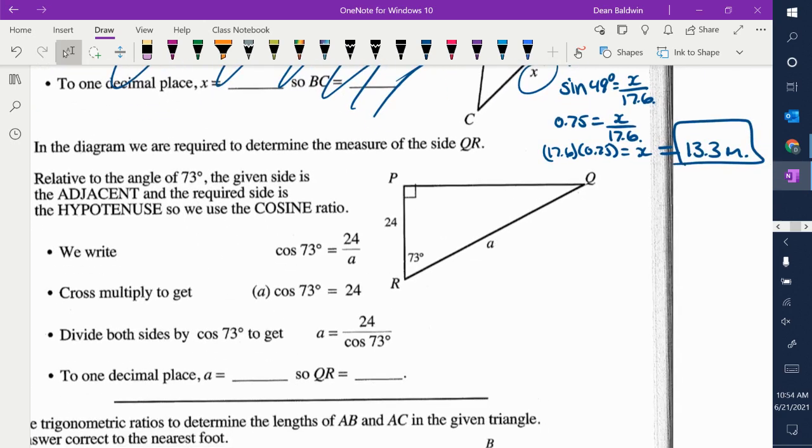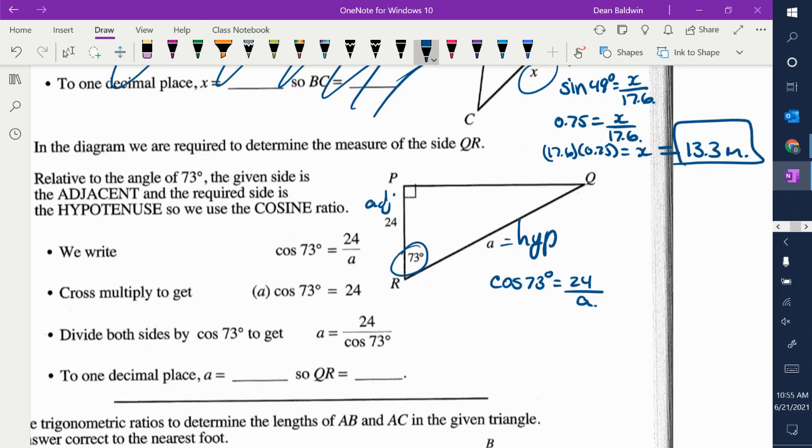Okay, same thing. Here's our angle. We're trying to find A. What side is A? Hypotenuse. What's 24? Adjacent. What involves adjacent and hypotenuse? Cosine. Angle always goes with it. And it's adjacent over the hypotenuse, so it looks like that.